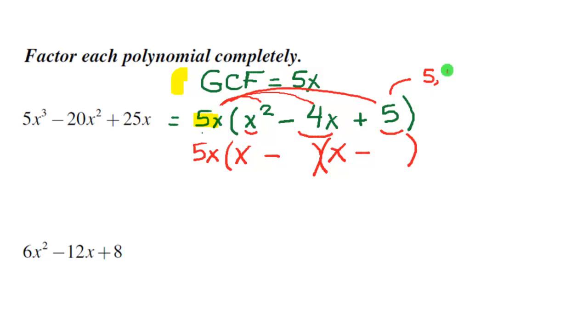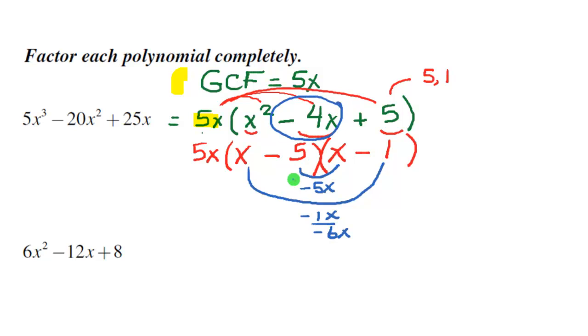Well, let's see. The only way to multiply to 5 is 5 and 1. And if we use 5 and 1, what's our middle term going to be? Well, the inners would give us negative 5x. The outers would give us negative 1x. So that would be negative 6x, which is not what we have here. So guess what? This trinomial doesn't factor, right? Because there's no other way for us to factor 5 but 5 and 1, and these signs have to be negative. So what does that tell you? That tells you that we cannot use this.